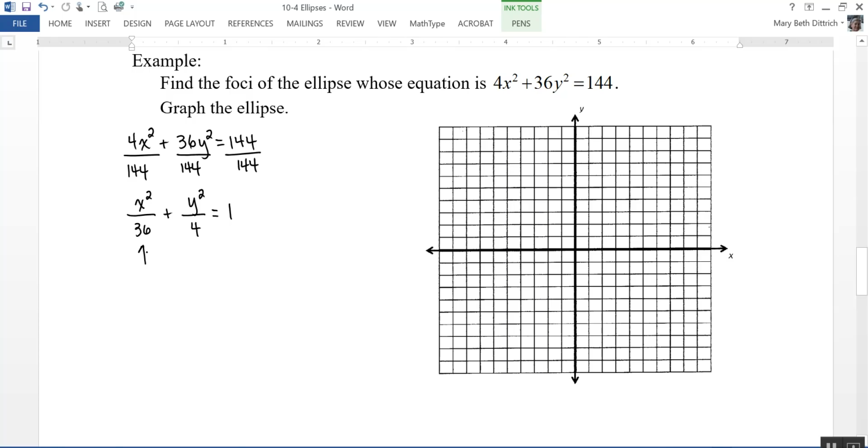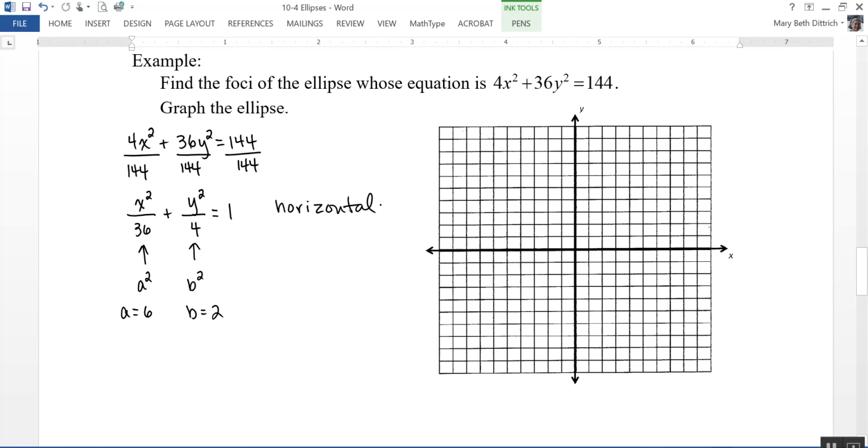So this value right here is going to be a squared. So a is equal to 6. This value right here is going to be b squared. So b is equal to 2. How did I know that? Remember, a always has to be bigger. And if a is bigger, this is going to be horizontal, so longer in the x-axis direction.